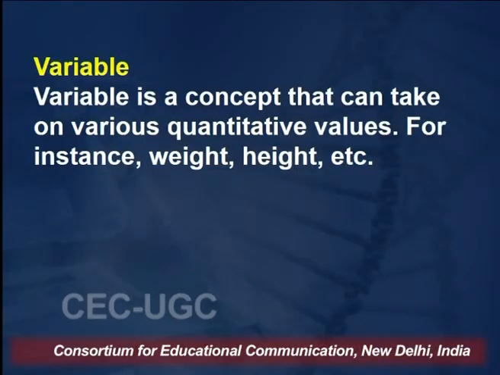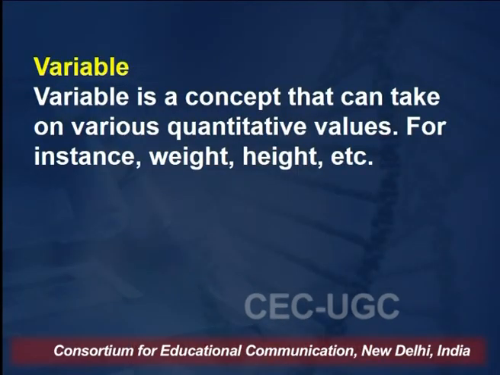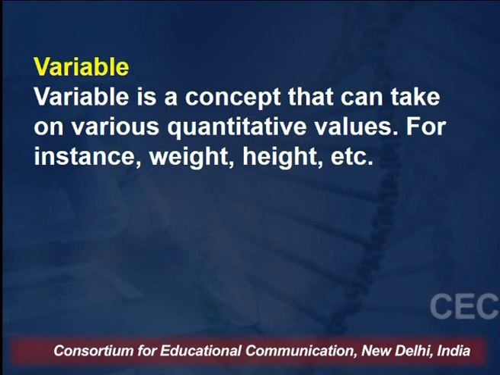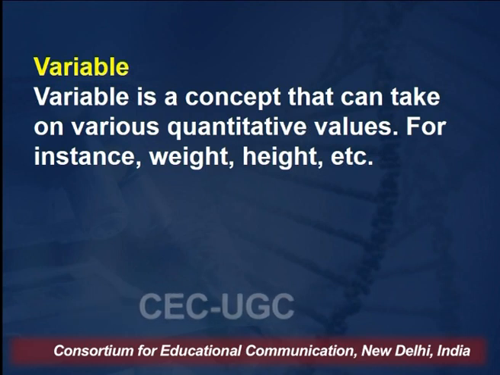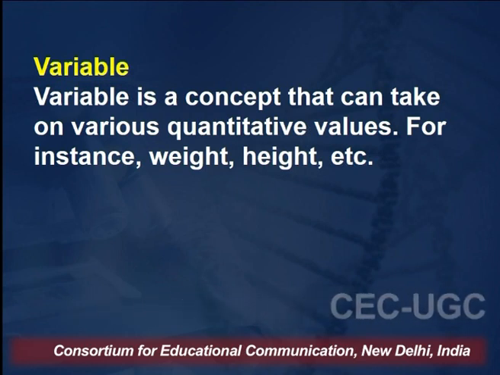So let's understand these research variables at this point of time. What is a variable? A variable is a concept that can take on various quantitative values. For example, weight, height. If I am going into studying something, and I take, for example, the weight of the students in a particular class, then that weight is a variable, because the weight value can be changed. If there are 60 students, then there will be different kinds of values that can be attributed to the concept of the weight. So that is the variable.